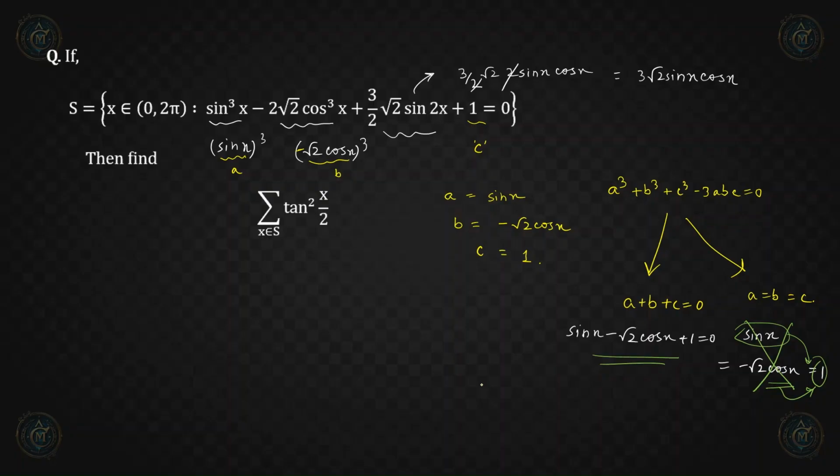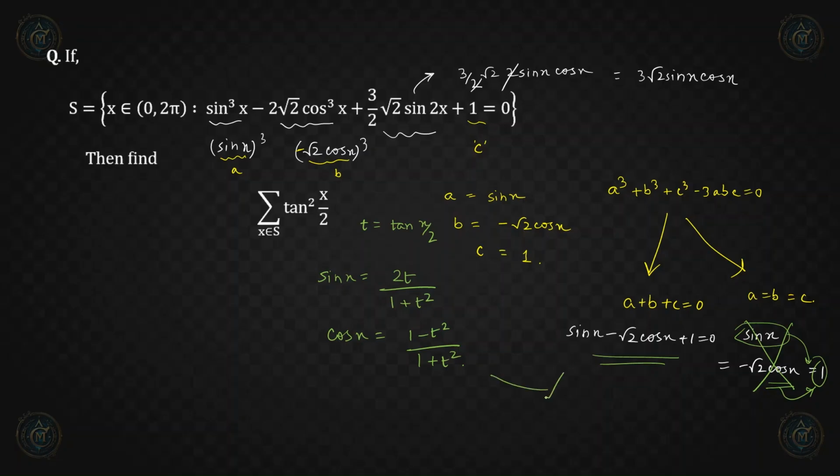Okay. Now our motive is to find this tan square x by 2, or specifically tan x by 2, so that we can find the sum of tan square x by 2, where x is a root of this equation. That means we can express sine x and cos x in terms of tan x by 2. We can write sine x equal to 2 tan x by 2 divided by 1 plus tan square x by 2. Okay. So let's call tan x by 2 equal to some t. So this will be 2t divided by 1 plus t square, right? And cos x will be 1 minus t square divided by 1 plus t square.